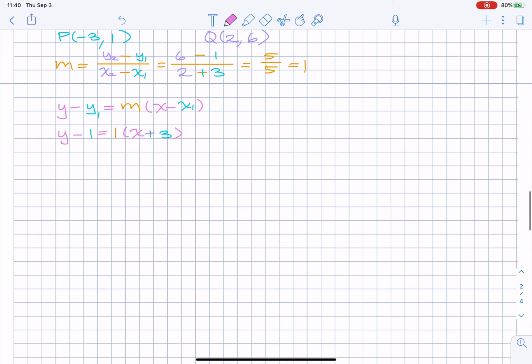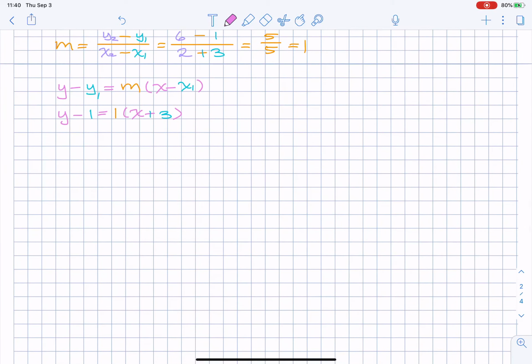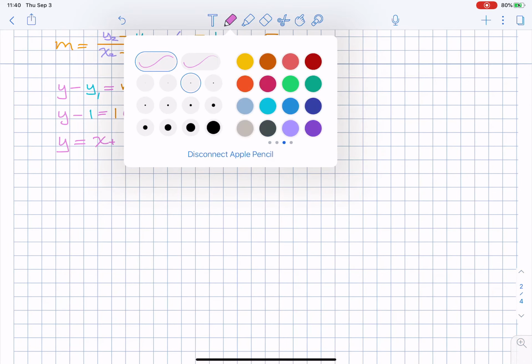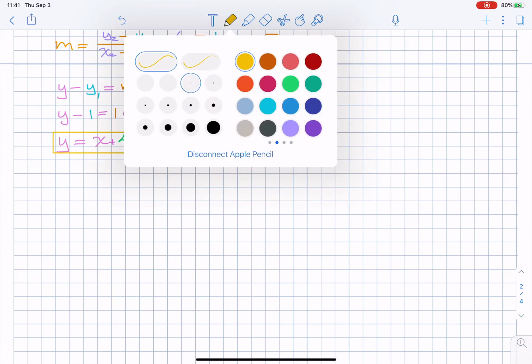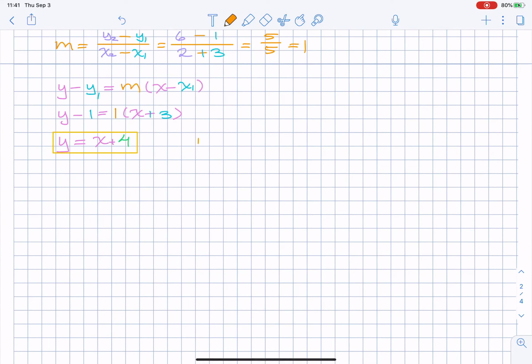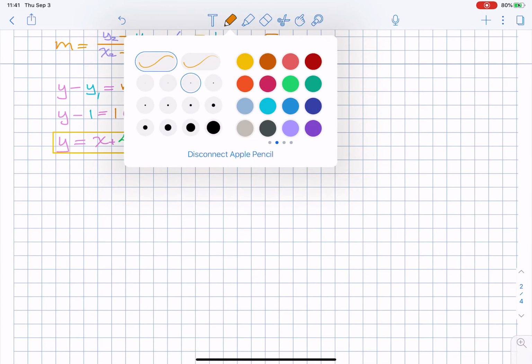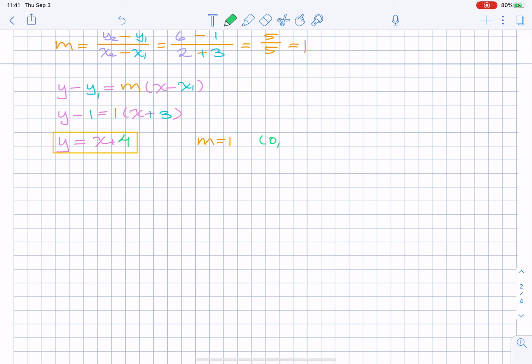Okay, so distributing of 1 doesn't change anything. So all I need to do is add 1. So this will be x plus 3 plus 1 is 4. So I know that my slope, m, is 1. I know that my 0, 4 is my y-intercept.